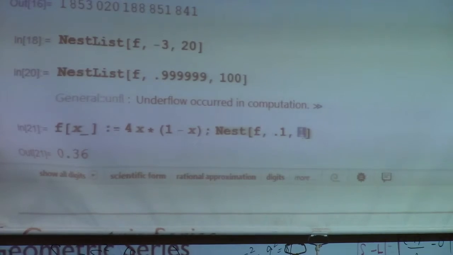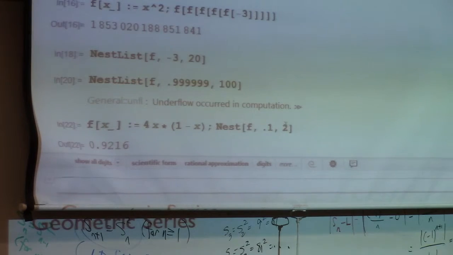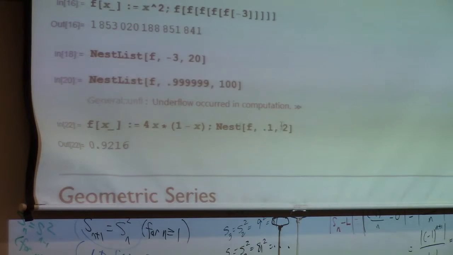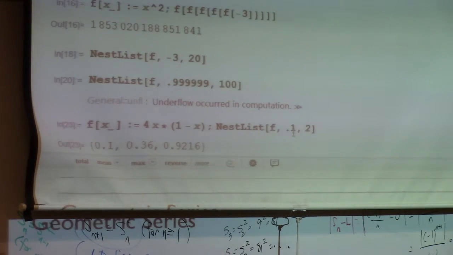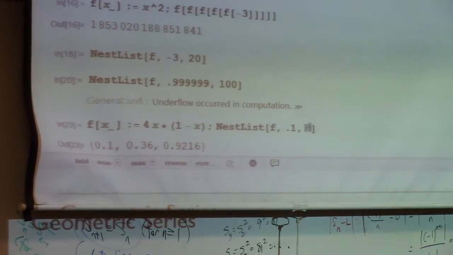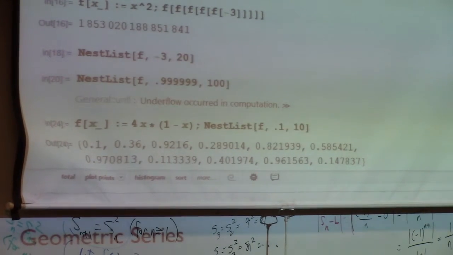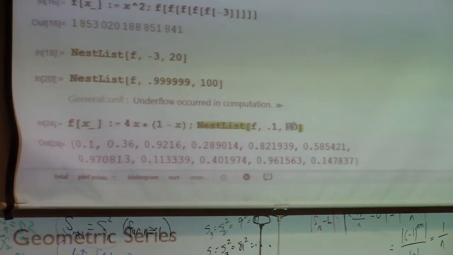0.36. I put a 1 there to only do 1 iteration. Do 2 iterations. Oh, yeah, I forgot the word List. So that tells me Nest does iteration as well, maybe just individual iterates. The next iteration gives you S3 to be 0.9216. All right, what about 10 iterations? 100.